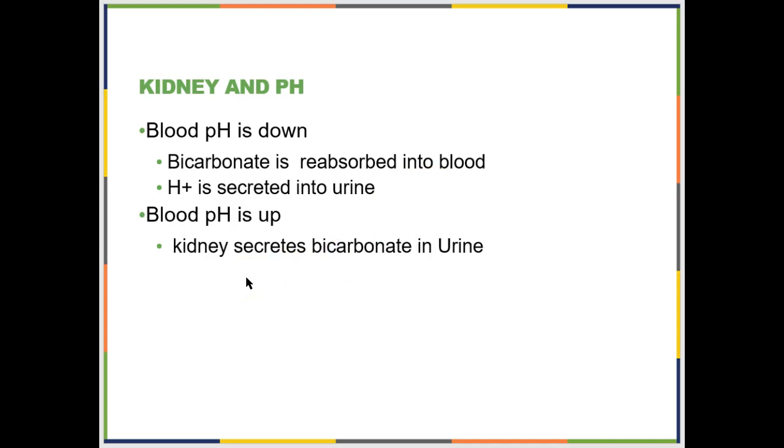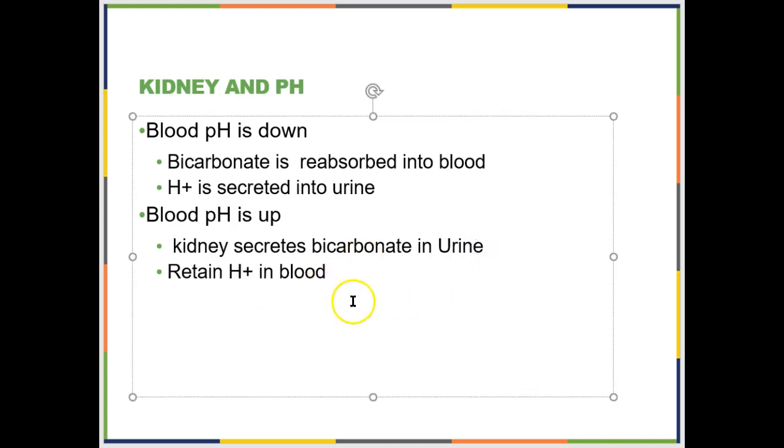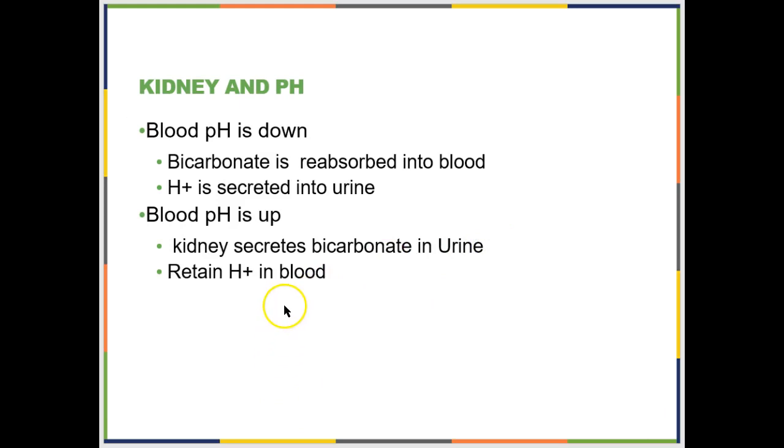If your blood pH is high, if you're becoming a little bit alkaline, then what your kidneys are going to do is secrete bicarbonate into the urine and retain hydrogen ions in the bloodstream.